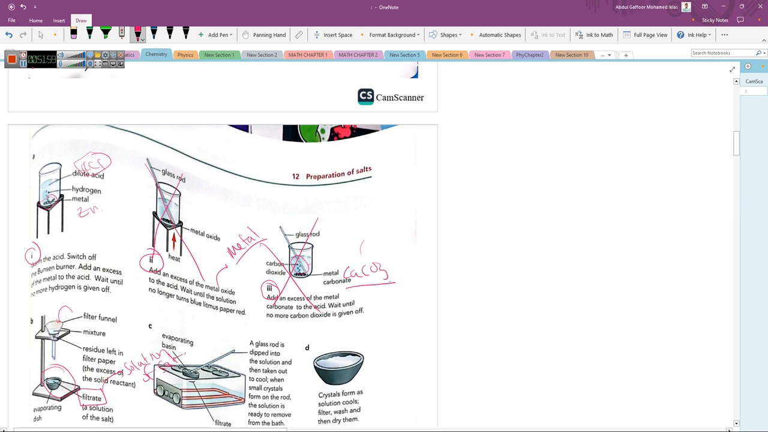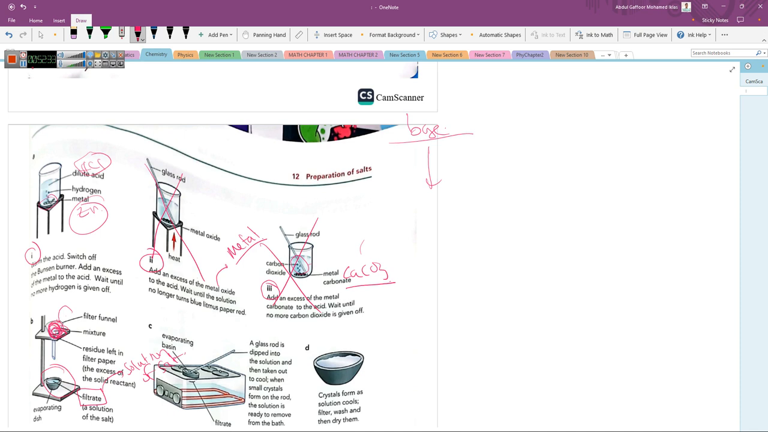Even if you put zinc, the excess zinc will be collected in the filter paper, because metals do not dissolve. For example, zinc will not dissolve in water, right? So you can collect the extra amount of zinc or oxide or carbonate here. But if you are using bases, then bases cannot be used, because bases are all soluble in water, right? So this method is not applicable for bases, so you cannot use that.